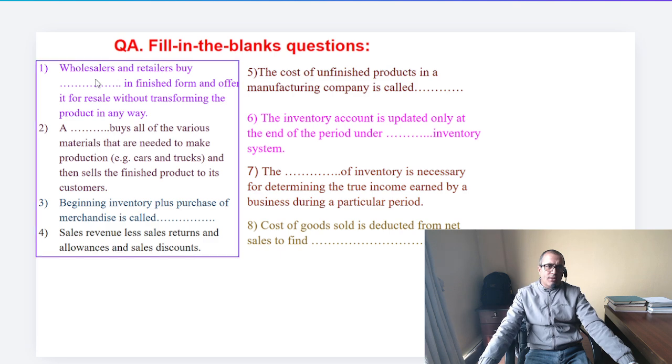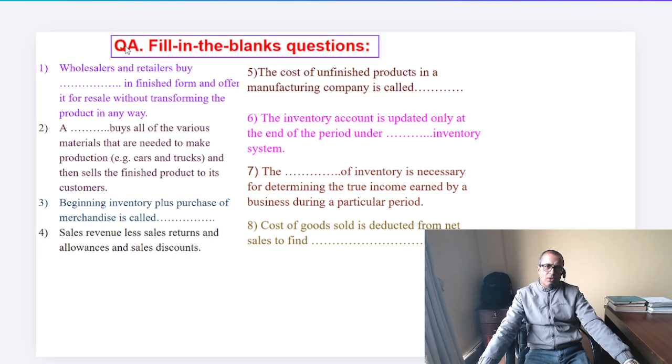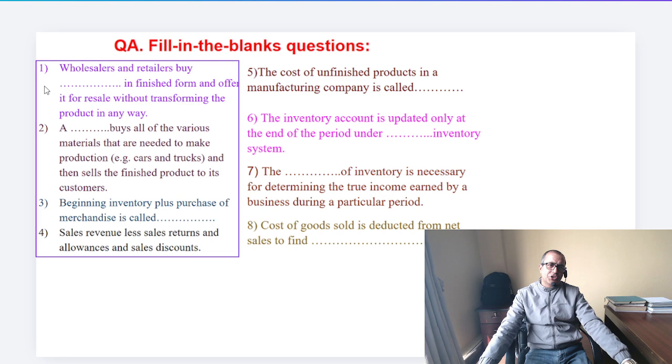Let's look at the first question, the fill in the blanks part, friends. Wholesaler and the retailer buy, we have a space, in finished form, and offer it for resale without transforming the product in any way. So wholesaler and the retailer buy merchandise inventory in the finished form. So the fill in the blank is merchandise inventory. Now what about the second case?